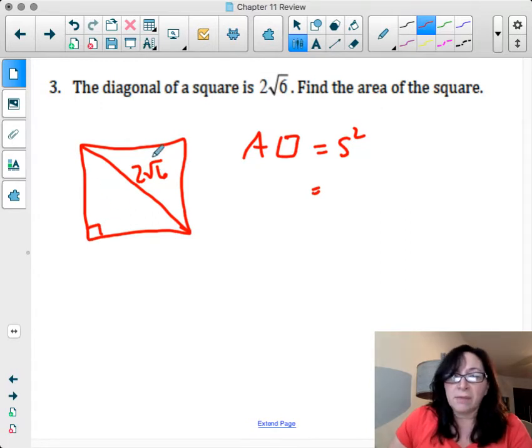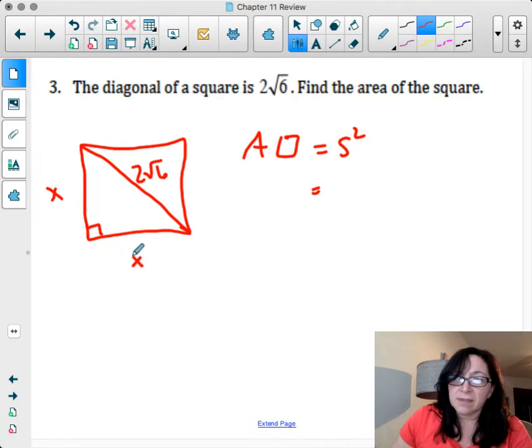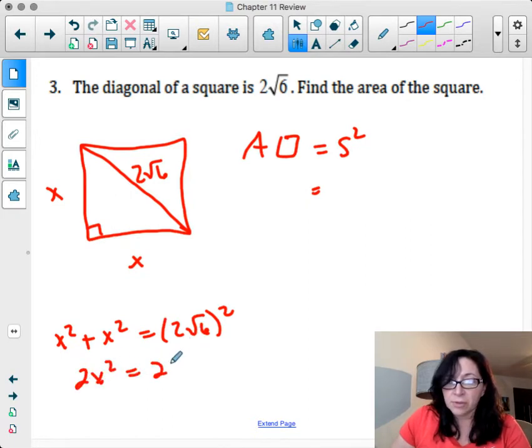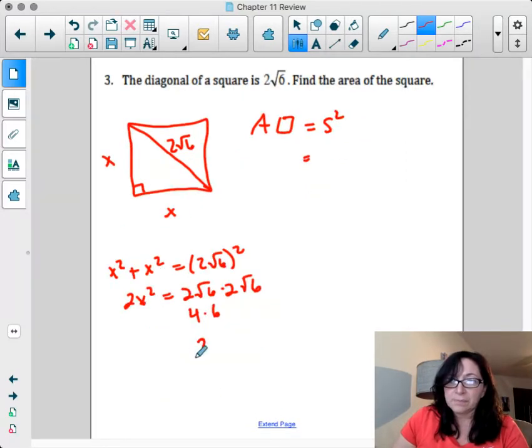So we know a little shortcut. If this is x, that's x, that's x root 2. If you forget that, you can always go x squared plus x squared, use Pythagorean theorem, is equal to 2 root 6 squared. So that's 2x squared equals 2 root 6 times 2 root 6, which becomes 4 times 6, which is 24. Divide by 24, I have x squared equals 12.